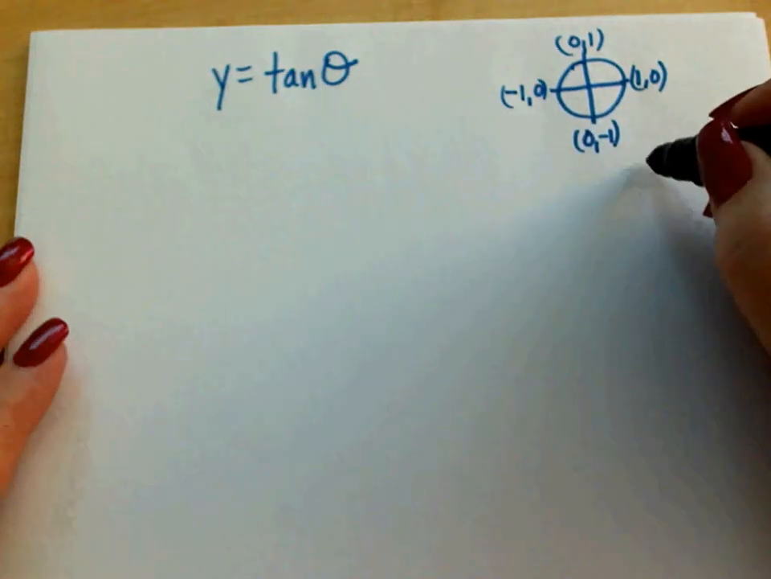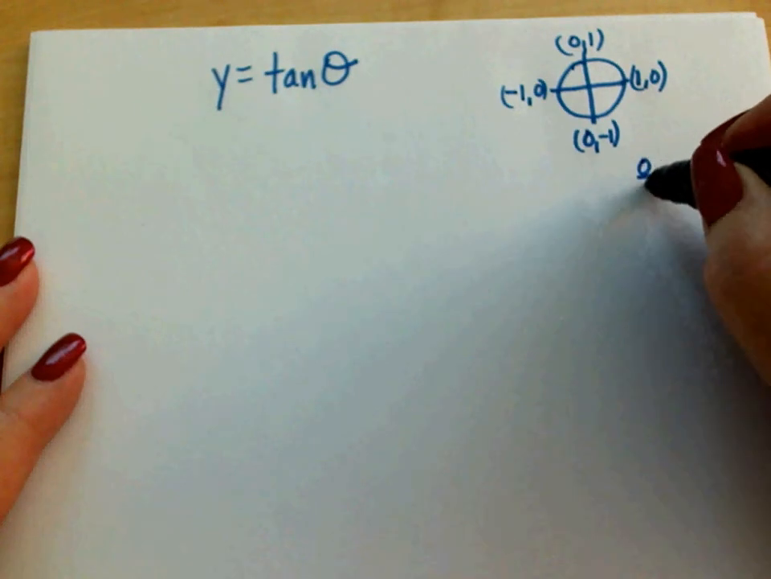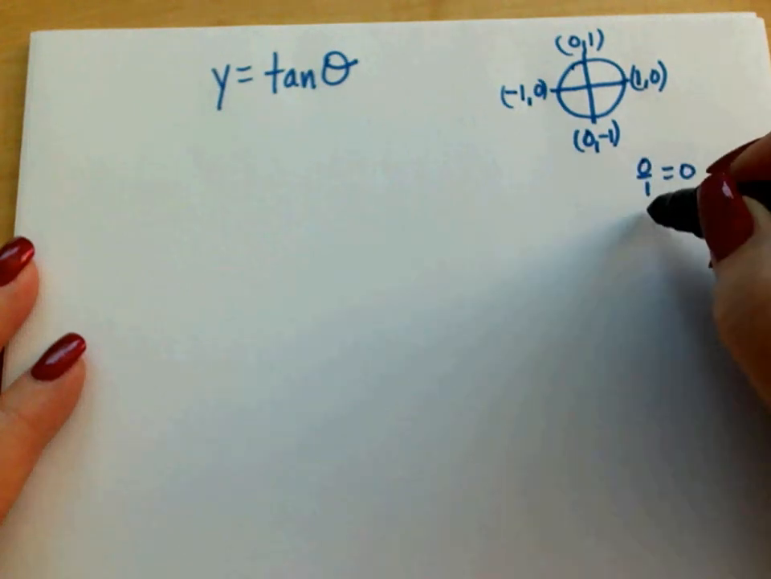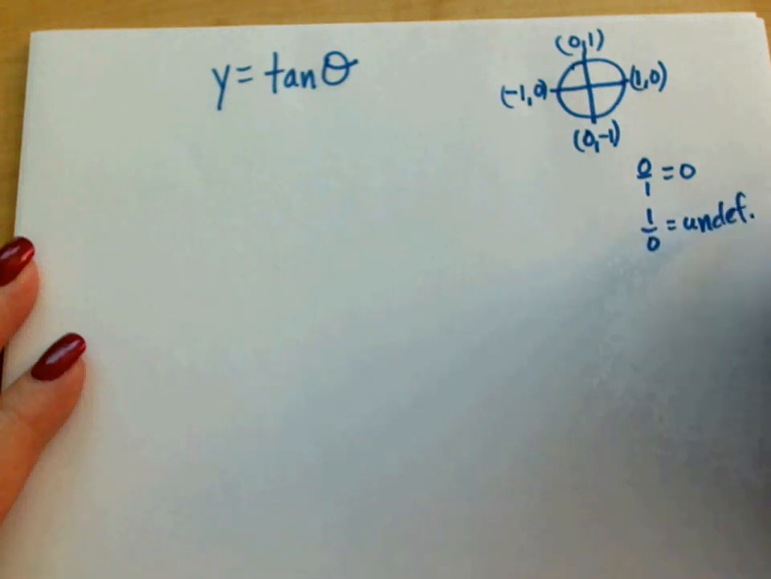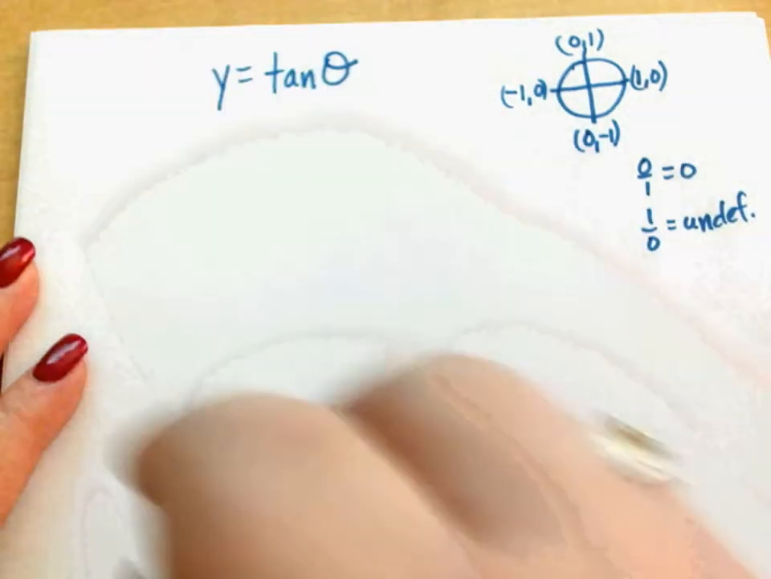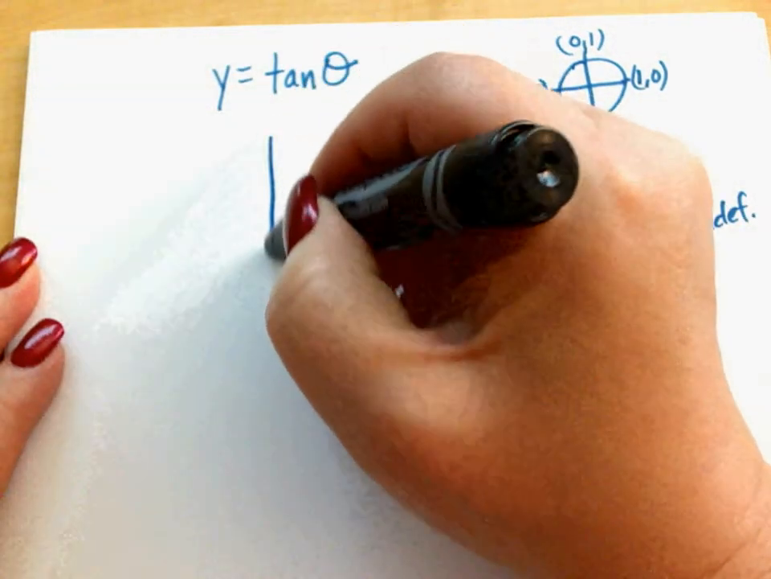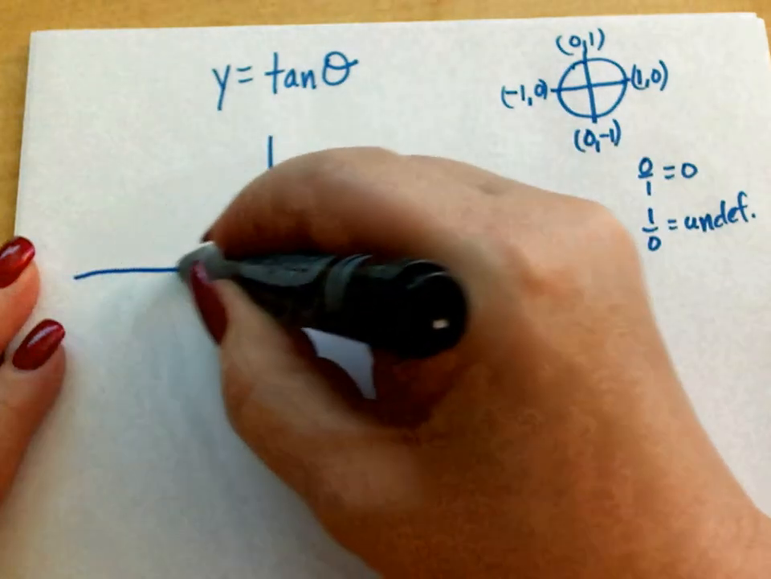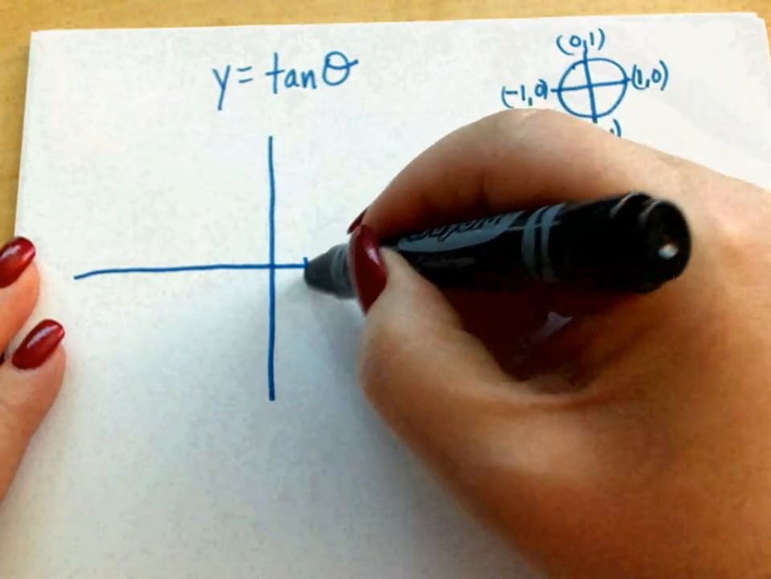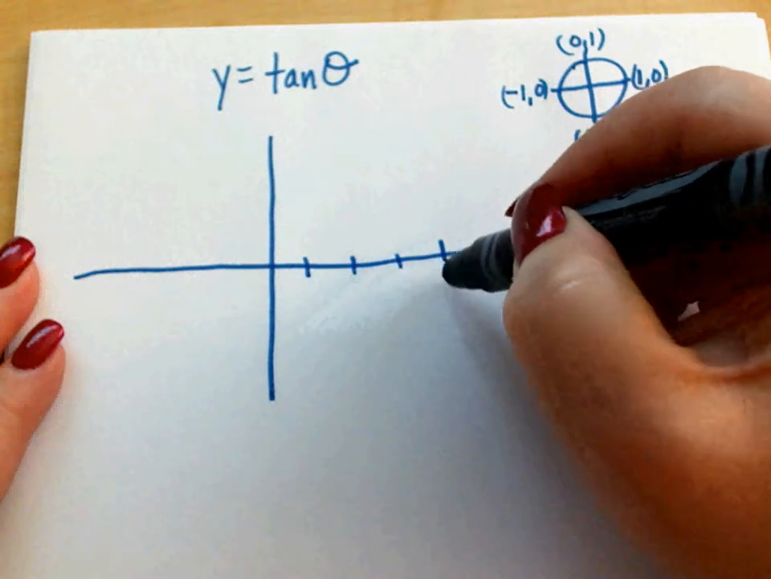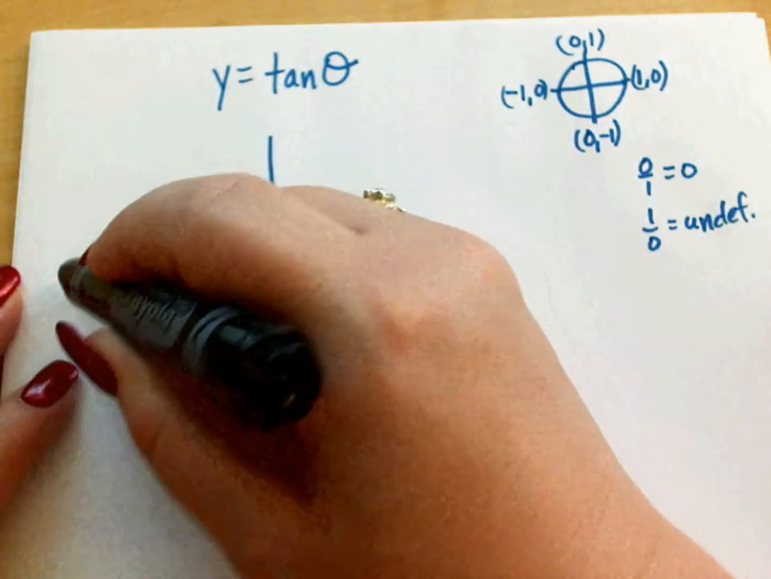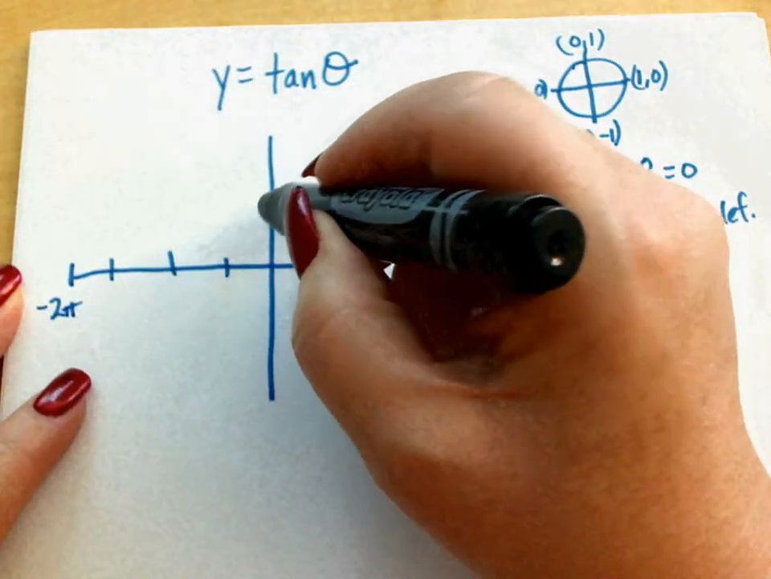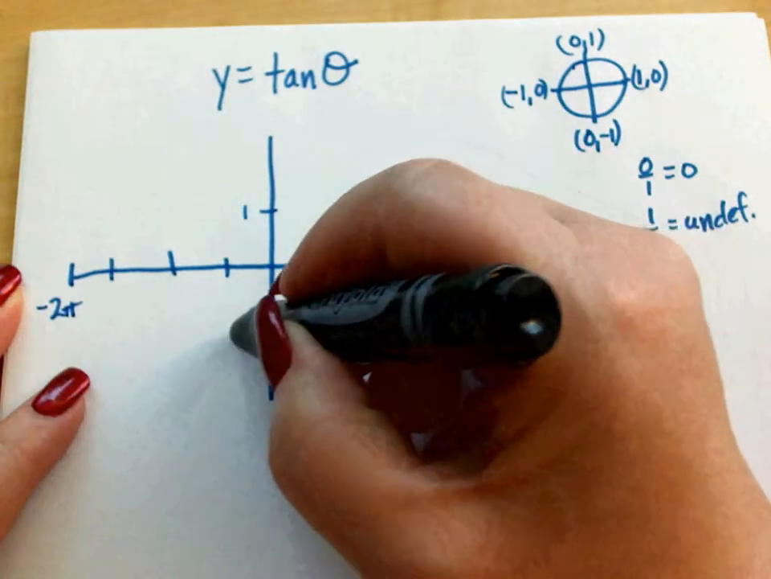Things to keep in mind are that 0 over 1 is 0, and 1 over 0 is undefined. Undefined graphically means a vertical asymptote. So to start with, we're going to go ahead and do the graph. The easiest thing is always to put 4 tick points, and we'll call the last one 2 pi. 4 to the left, and that's negative 2 pi. Then we'll put 1 and negative 1.